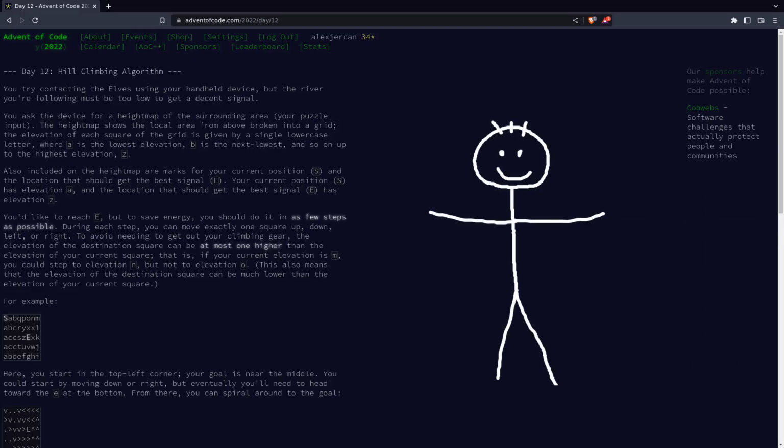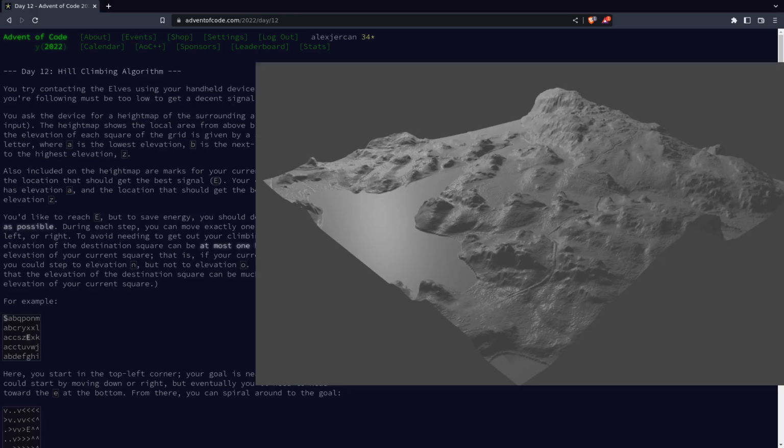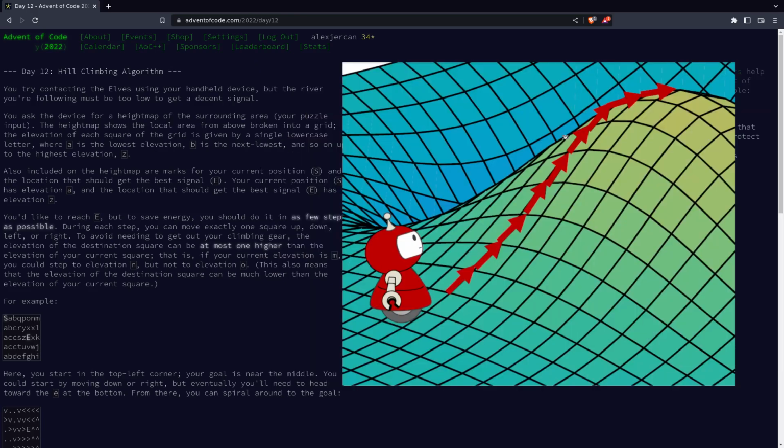Alright, so for the 12th day we are still trying to contact the elves, but it looks like we are too low to be able to get a decent signal on our device. So we get the height map of the surrounding area and we want to reach as high as possible in the fewest amount of steps.